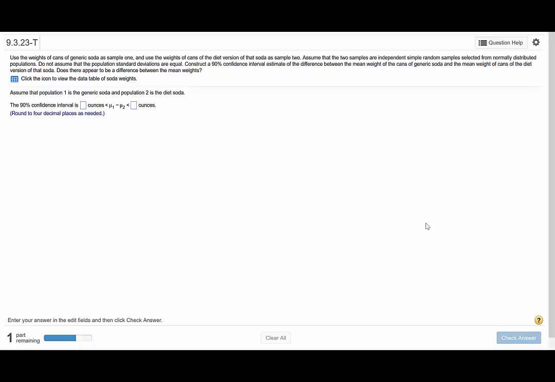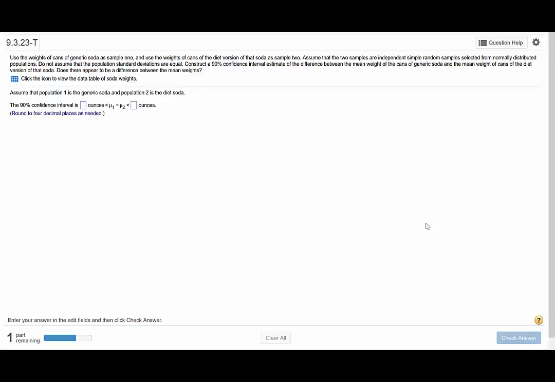Use the weights of cans of generic soda as sample 1 and use the weights of cans of the diet version of that soda as sample 2. Assume that the two samples are independent, simple random samples selected from normally distributed populations. Do not assume that the population standard deviations are equal.